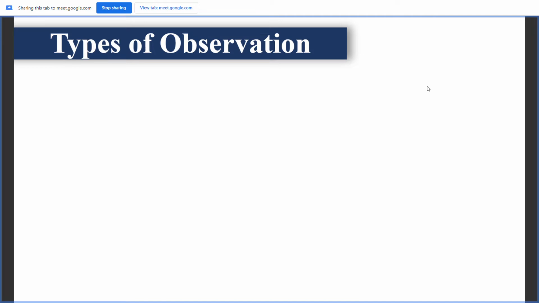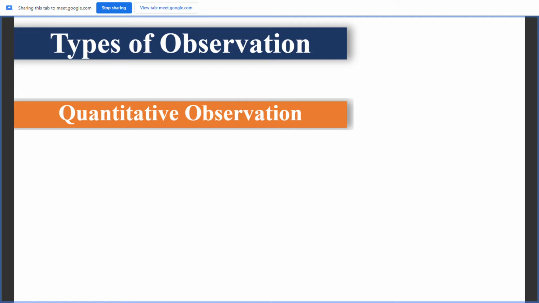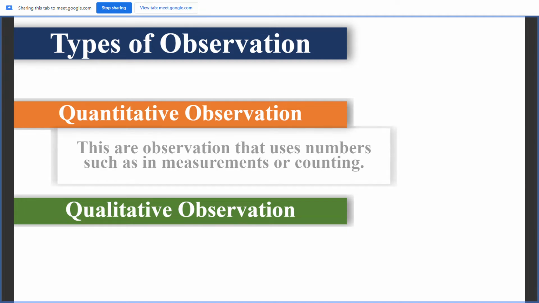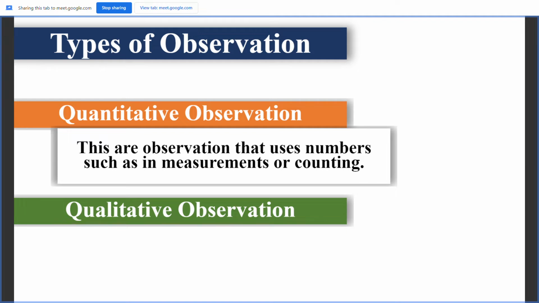So these are the types of observation that we could have: quantitative observation and qualitative observation. Now, what are the differences between the two? Anong pinagkaiba ng dalawa? Pag sinabi natin quantitative observation, ito yung mga observations na gumagamit ng number para ma-describe yung isang bagay, either by means of measuring or measurement or by means of counting.